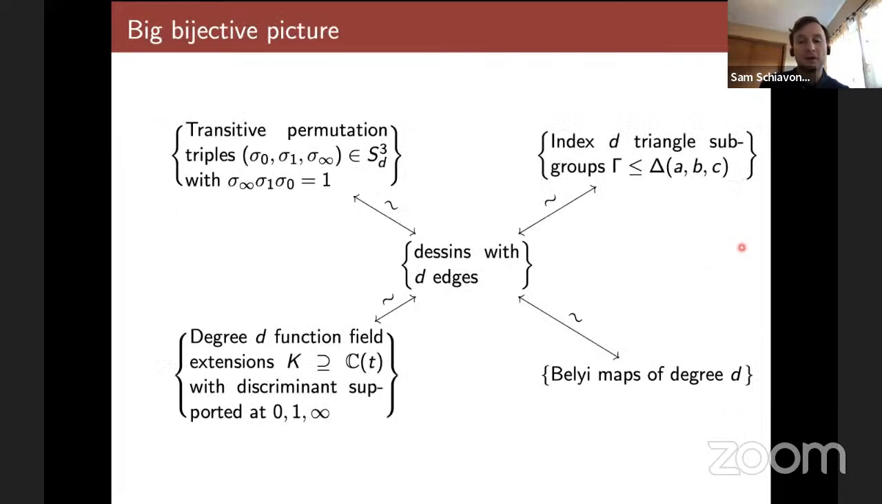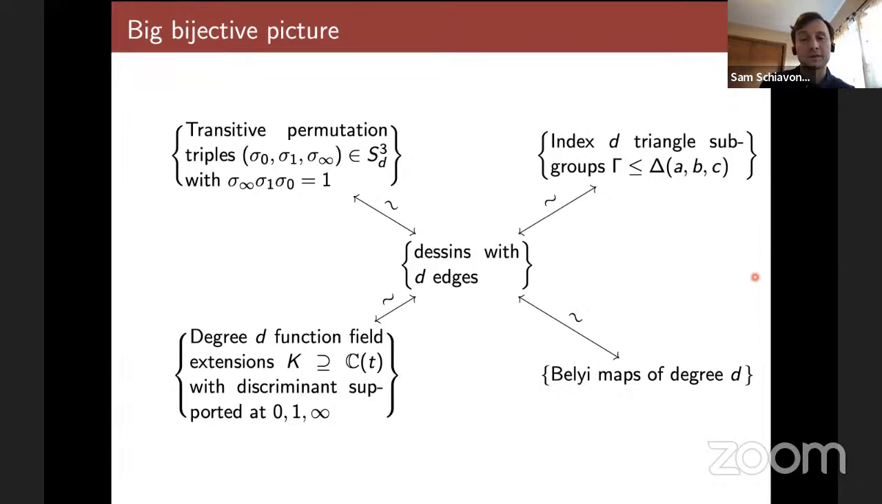All right, so here's our big bijective picture. We have all our characters. I guess I left out this last one. So we have dessins with D edges. We have Belyi maps of degree D. We have index D triangle subgroups. So these are going to be subgroups of the triangle group that I defined before of index D. We have transitive permutation triples in S_D. And for the function field enthusiasts, you can also think about degree D function field extensions of the field of rational functions in one variable over C, with discriminants supported at 0, 1, and infinity.